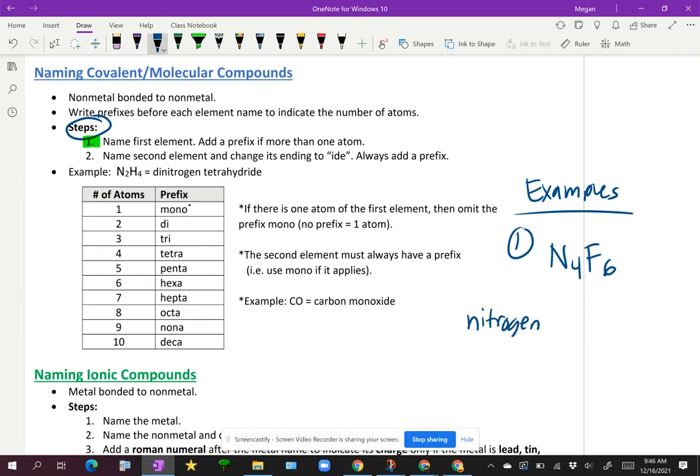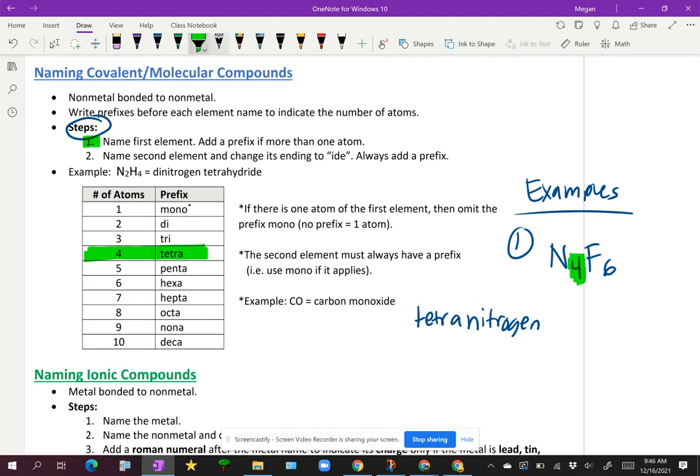But then it also says add a prefix as more than one atom is present. And so I look after nitrogen, there's the number 4. That indicates to me that we have 4 nitrogens. And so we're going to look at our prefix chart for the number 4. The word that represents 4 is tetra. So I'm going to write the word tetra in front of nitrogen. Actually, it's all one word, so let's just scoot that a little bit closer. So we have tetranitrogen. We're done with step number 1.